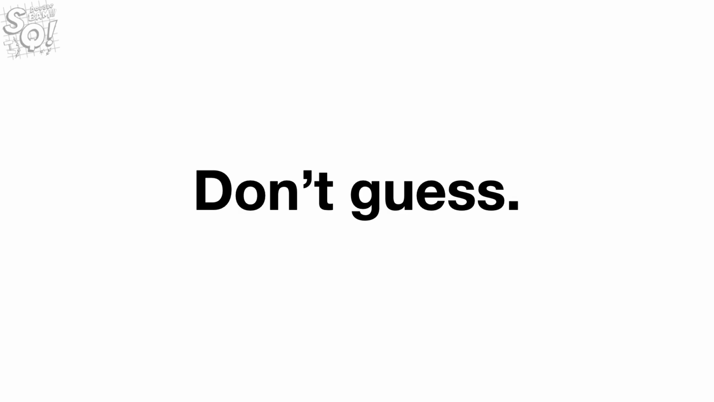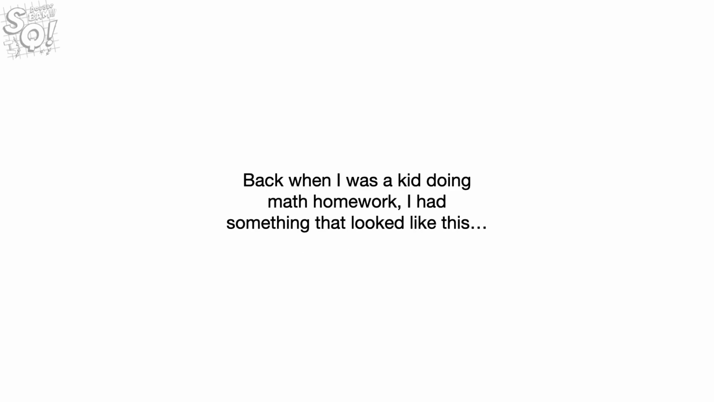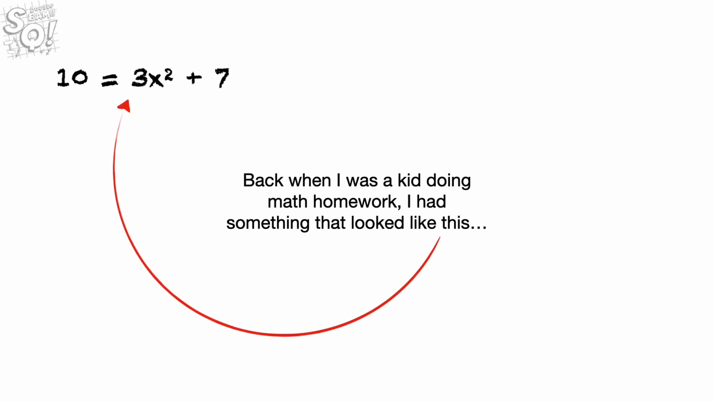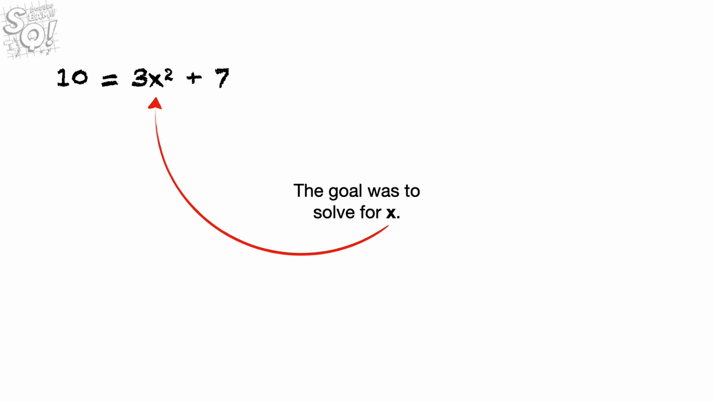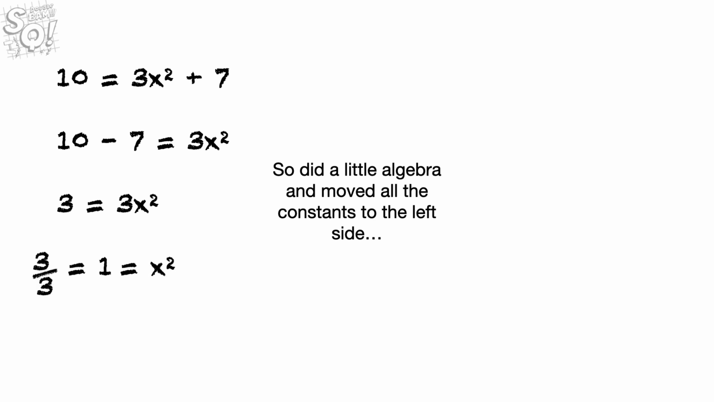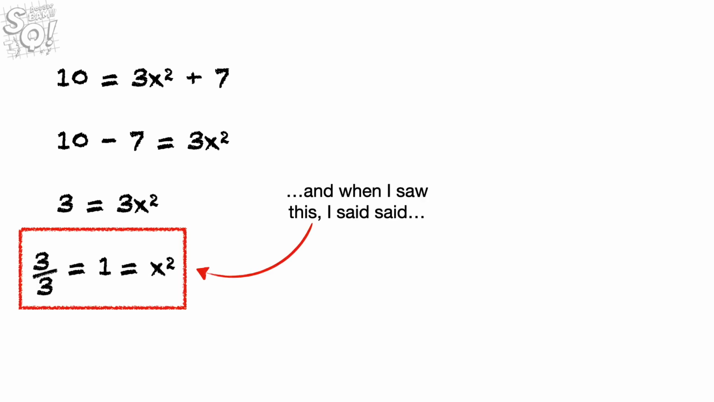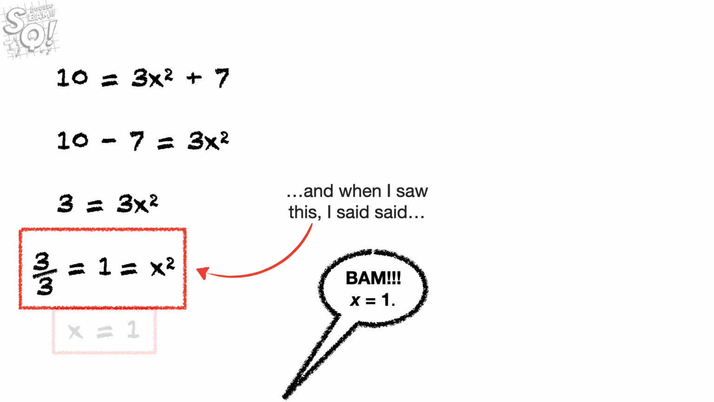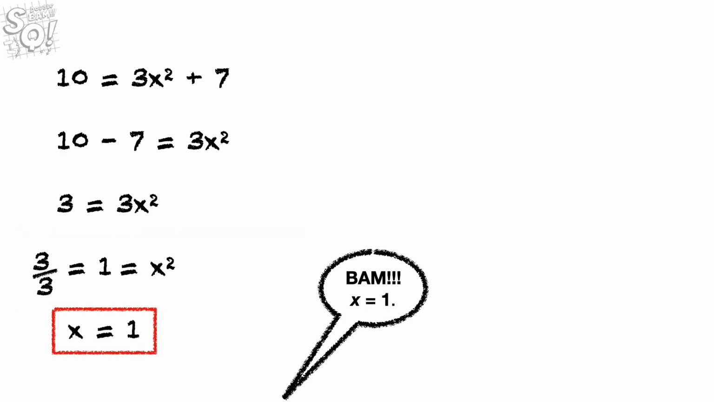Lesson number 3. Don't guess. Do the math. Back when I was a kid doing math homework, I had something that looked like this. The goal was to solve for x. So I did a little algebra and moved all the constants to the left side. And when I saw this, I said, bam, x equals 1.